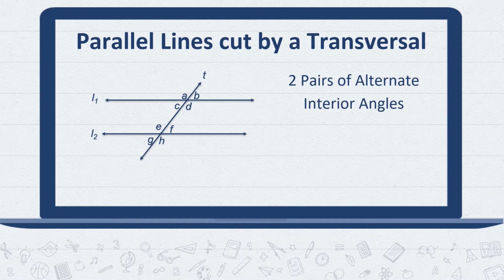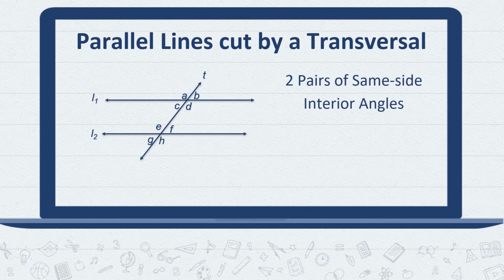We also have two pairs of alternate interior angles, and these are angle C and angle F, then angle D and angle E. And remember, pairs of alternate interior angles are congruent. We also have two pairs of alternate exterior angles, and these are angle A and angle H, angle B and angle G. And remember, alternate exterior angles are congruent.